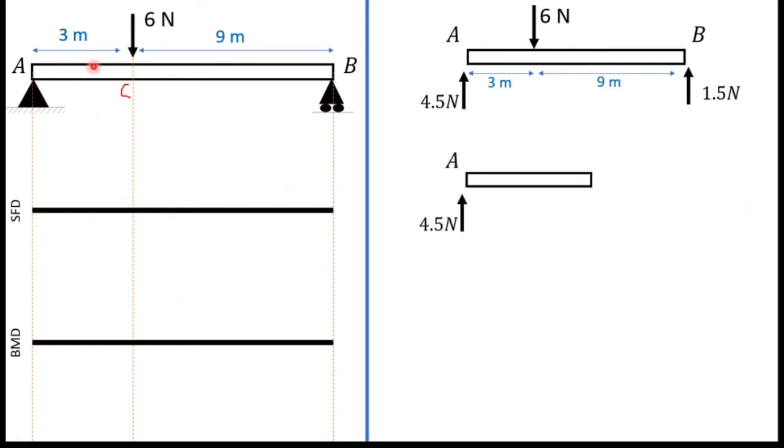Next I am going to draw the shear force diagram for this AC part. For that I have to cut this AC part, so I will cut through here. When I cut it, I can take it out. So you can see this is a separate part, right? You can see the support reaction and you can see point A. Now I am going to write the equation for this part of the beam.